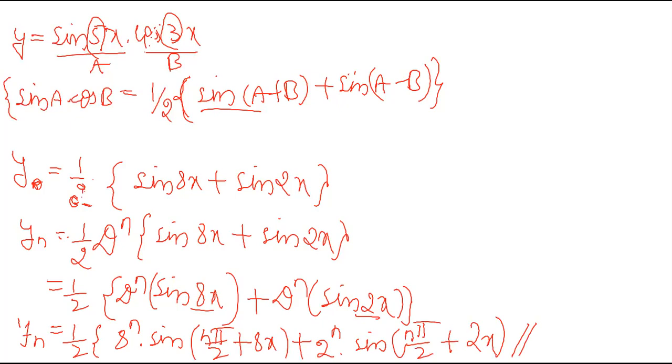Then take the y value, where a means 5 and b means 3. 5 plus 3 is 8, and 5 minus 3 is 2. I write directly: y is equal to, next, the nth term differentiation, that is 8x. Then sin 2x is there. Separately I write, after that, you know that one, 1 by 2 constant as it is. Then here sin a means 8 is there: 8 to the power of n into sin of (n pi by 2 plus 8x) plus 2 to the power of n into sin of (n pi by 2 plus 2x). Okay.